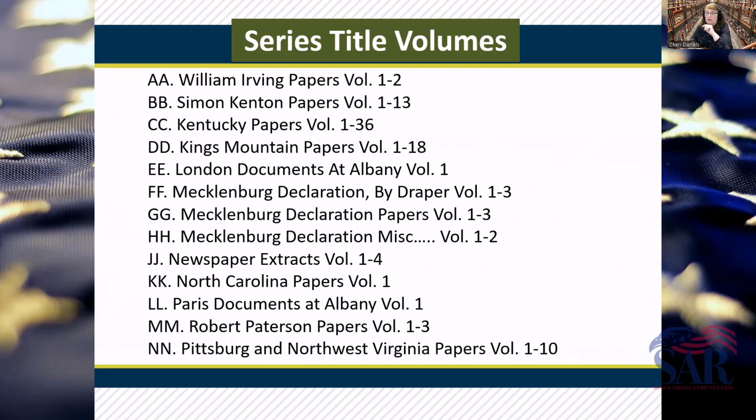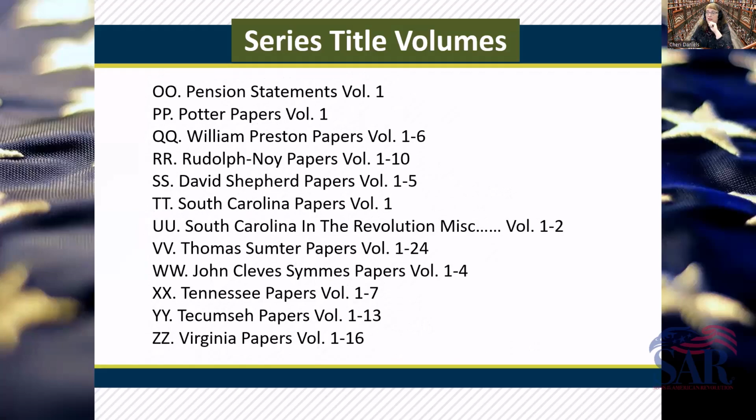You see definitely some Revolutionary era titles coming at you. So Kings Mountain. I know Kentucky Papers has a lot of Revolutionary activity in there. There's some pension statements, Sumter Papers, South Carolina and the Revolution, miscellaneous. Now, remember when I said about no I or no II, the reason he did that was he did not want any confusion to be made when you're citing this, so that it didn't look like it was volume 1, volume 2. He did not want them to be confused with any Roman numerals, so that's why he left out the I and the double I.